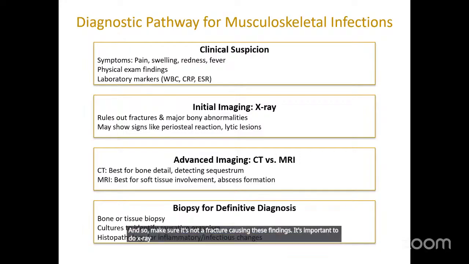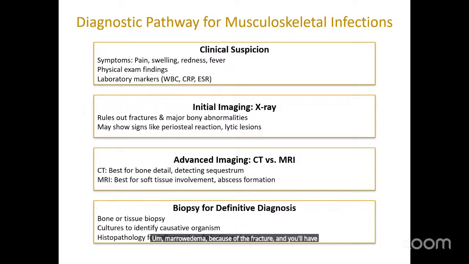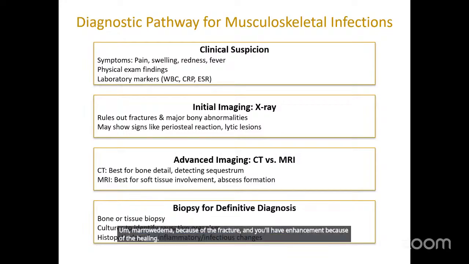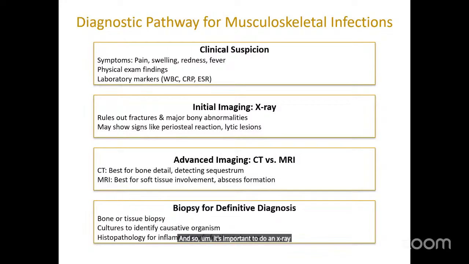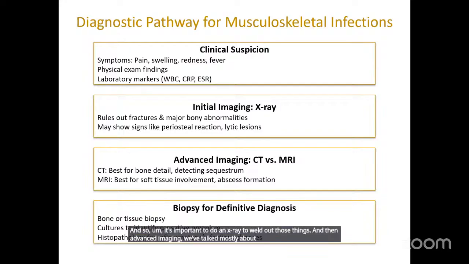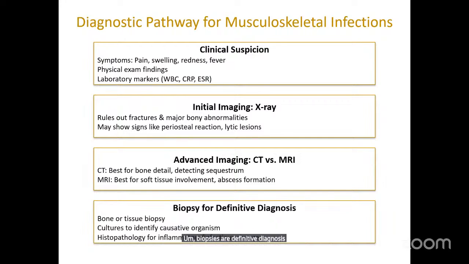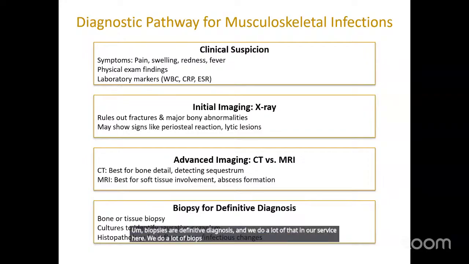That's another thing, that if a fracture on MRI, because the bone is not as well delineated, MRI can look like infection because you'll have all the same things. You'll have marrow edema because of the fracture, and you'll have enhancement because of the healing. And so it's important to do an x-ray to rule out those things. And then advanced imaging we've talked mostly about today. So that's the things we look for on CT and MR we've talked about. And then biopsy is our definitive diagnosis, and we do a lot of that in our service here. We do a lot of biopsies for infection, for neoplasms.